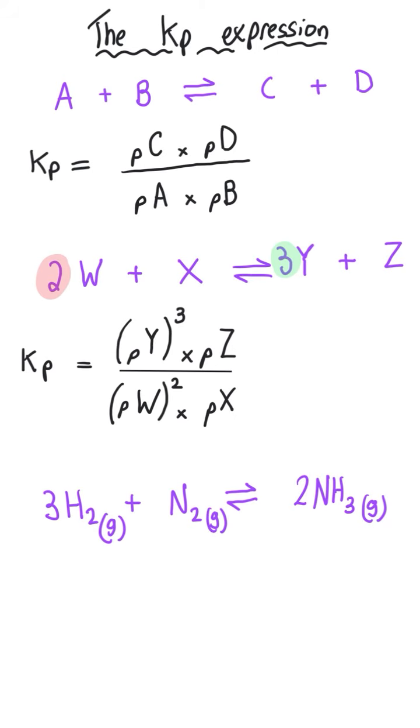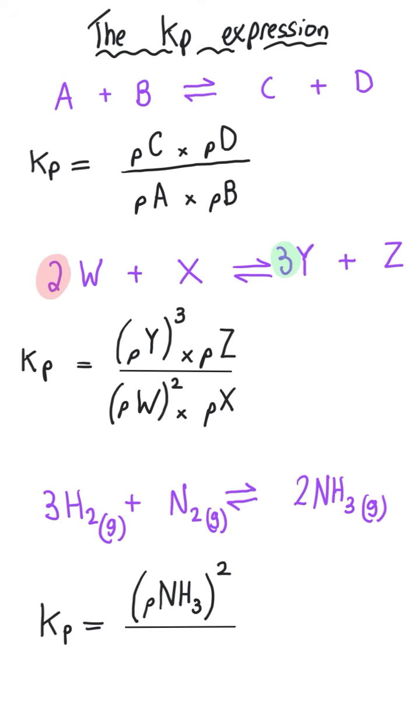Constructing the Kp expression works in the exact way that you would expect. We write Kp equals, and then we need the partial pressure of ammonia on the top. That is the only product. We need to raise it to the power of 2 because we've got this coefficient 2 in front of the ammonia, so we need to have that power 2 in the Kp expression.